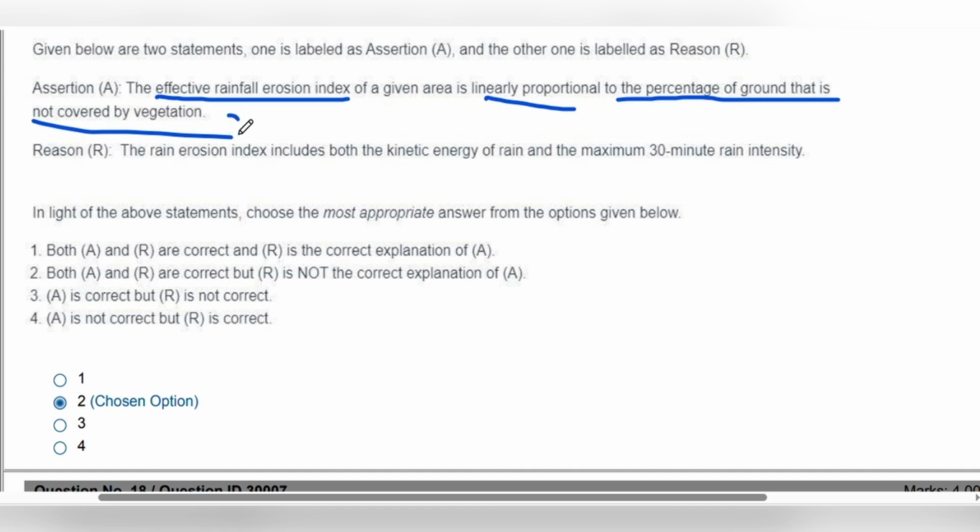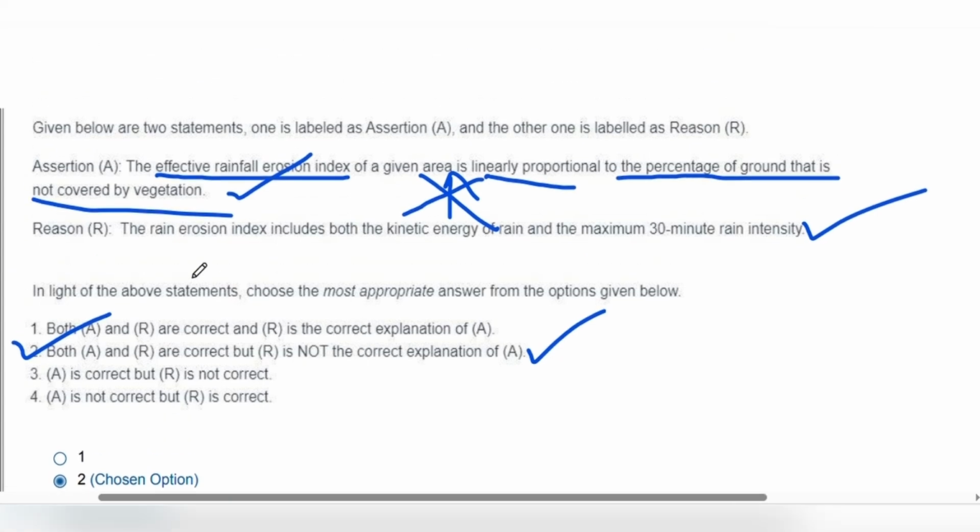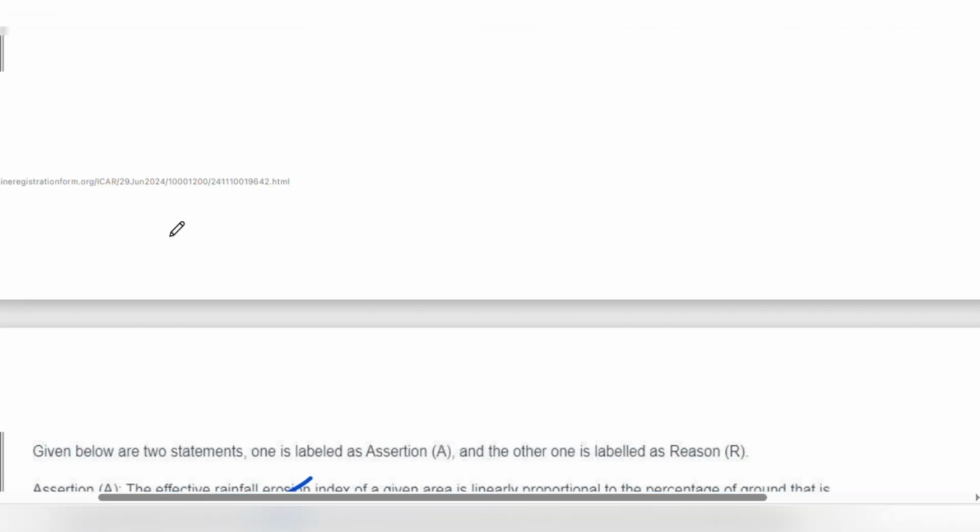This is true. And the reason is the rain erosion index includes both the kinetic energy of rain and the maximum 30-minute rain intensity. This statement is correct, but it is not the explanation of this. It says the mathematical formula, that the effective rainfall erosion index is linearly proportional to the percentage of ground that is not covered by vegetation. This is true, but it is in no way related to what the rainfall erosion index includes, right? So the answer will be option 2. Both are correct, but R is not the correct explanation of A. Fine.